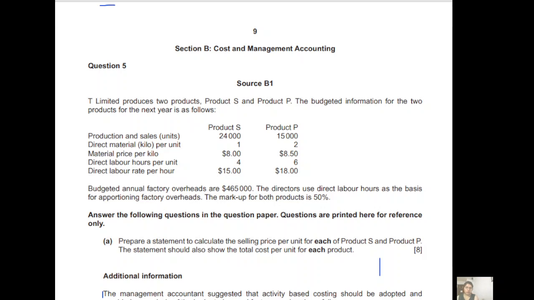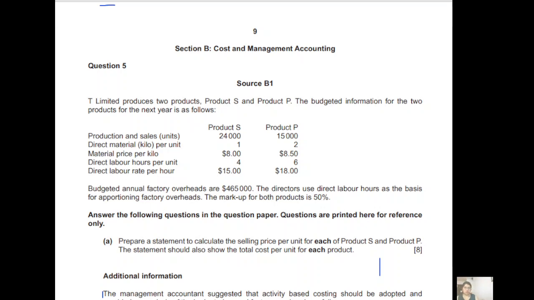Hello, good evening everyone. So today we are going to start one question which is from ABC Costing. Today we are going to learn how to do comparison between absorption costing and ABC Costing. Okay, so for that there is a question.